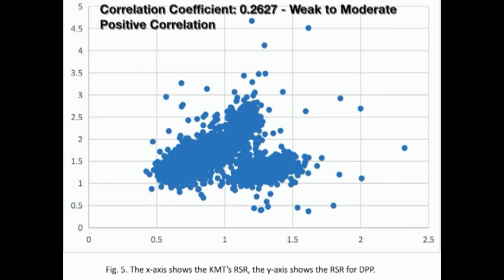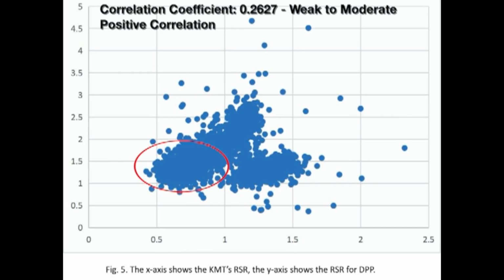This graph shows the relative support rate of the 5 cities put into one graph. The x-axis is the KMT's RSR and the y-axis is the DPP's RSR. The correlation coefficient is 0.2627, which I would describe as a weak to moderate positive correlation. There appear to be two parts of the graph. One has a stronger positive correlation, you can see on the left, and there is a smaller group to the right of the one at the bottom. That group has a lower positive correlation.